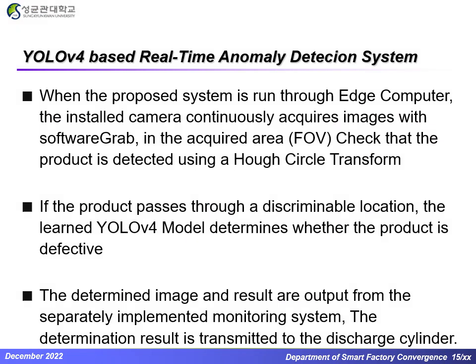When the proposed system is run through the edge computer, the installed camera continuously acquires images with software. In the acquired area, it checks whether the product is detected using a Hough circle transform. When a product is detected, the coordinates of the photographed product are calculated to check whether the product has passed through a discernible location. If the product passed through a discriminable location, the YOLOv4 model is run to determine whether the product is defective. The determined image and result are output from the separately implemented monitoring system. The determination result is transmitted to the discharge cylinder.